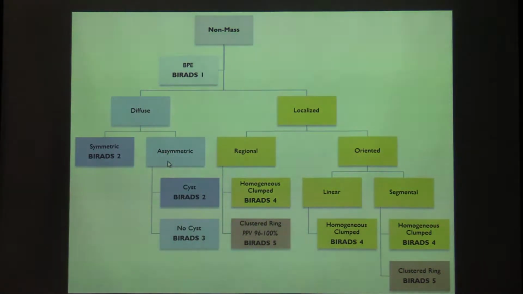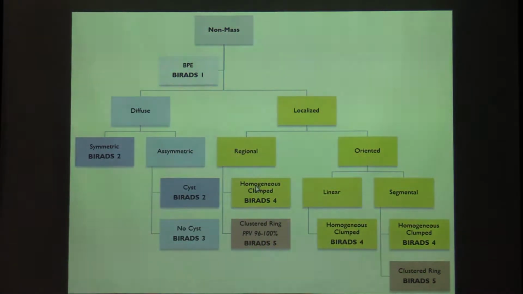If it's asymmetric, you have to see if there is some cyst. If there is some cyst, this is BI-RADS 2. If there is no cyst, this is BI-RADS 3. On the other side, you have to see if the distribution is localized. It could be regional. If it's regional, it's at least BI-RADS 4.